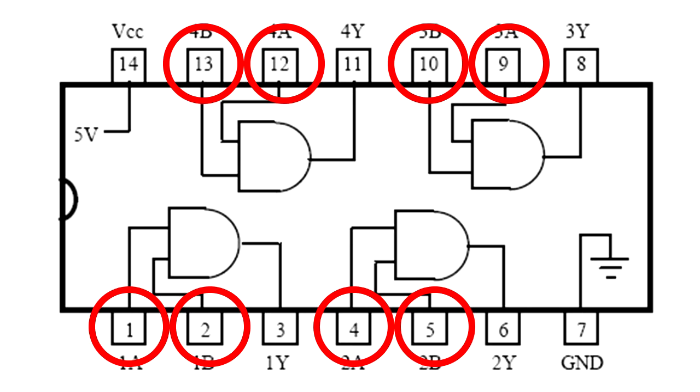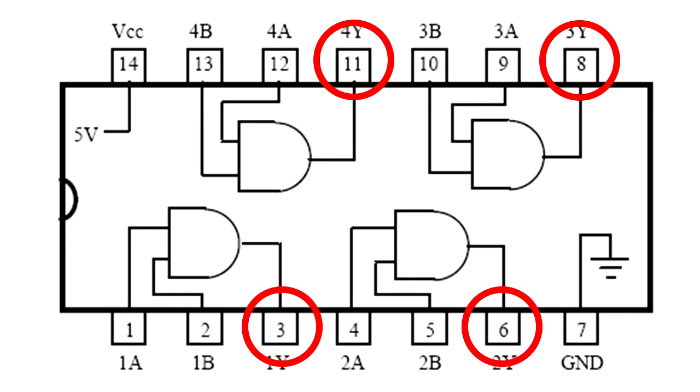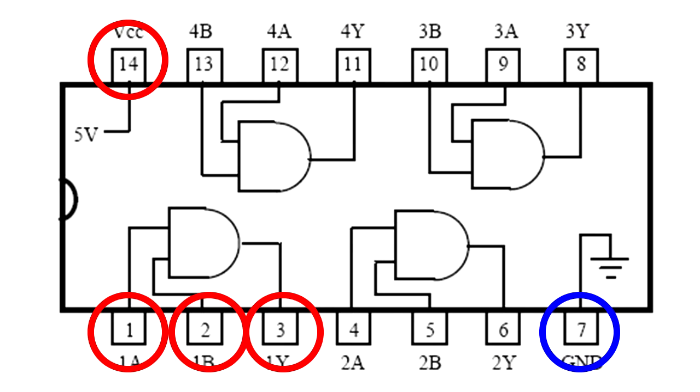Pins 1, 2, 4, 5, 13, 12, 10, and 9 are input terminals and are given a value of either positive or negative. Pins 3, 6, 11, and 8 are output terminals that produce the value of the two respective input terminals depending on the logic, which in this case is AND. In this demonstration, we will only be using pins 14 and 7 for the power, pins 1 and 2 for input, and pin 3 for the output. With all that in mind, let's start building our circuit.